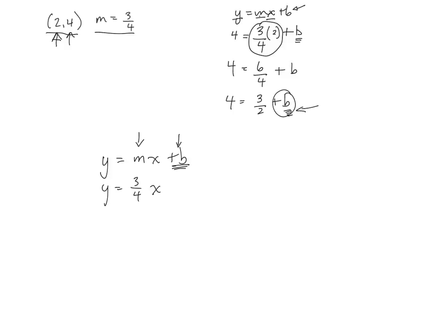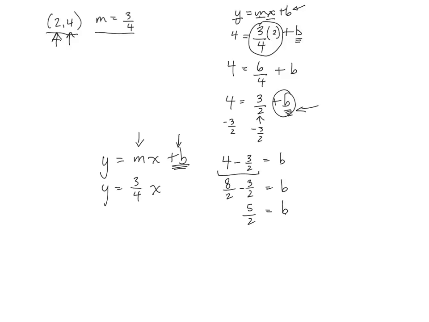So to get b by itself, I have to get rid of this 3/2. So I'm going to subtract 3/2 on this side and subtract 3/2 on this side. So on the left, I'll have 4 take away 3/2 is equal to b. And again, you can do this on your calculator, or if you want to get a common denominator of 2, it'd be 8 over 2 minus 3 over 2. And then subtract the numerators, that's 5 over 2, and that's what your y-intercept is.